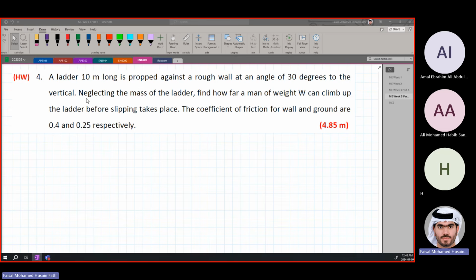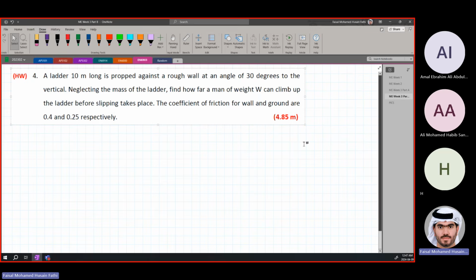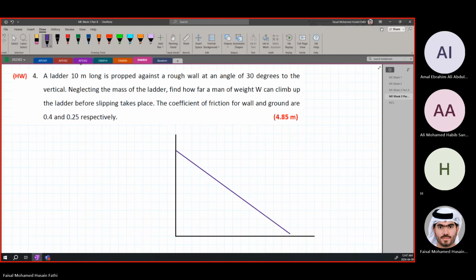All right. A ladder 10 meter long is propped against a rough wall at an angle of 30 degrees. Nice. They gave us the angle already of 30 degrees to the vertical. So we already know how this is going to look. So let's start drawing this. Let me make this a bit smaller. And then, we have our vertical wall, we have our horizontal floor or ground. Then we have our ladder here, and we know that this is a 10-meter ladder. Okay, so we have the distance already given.